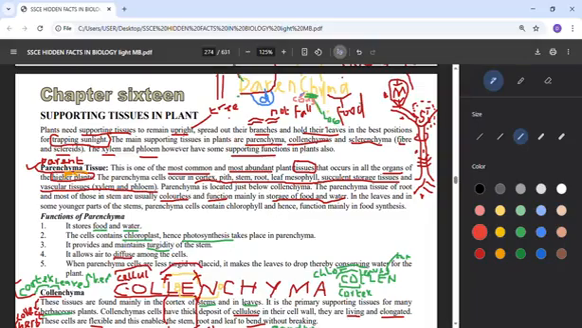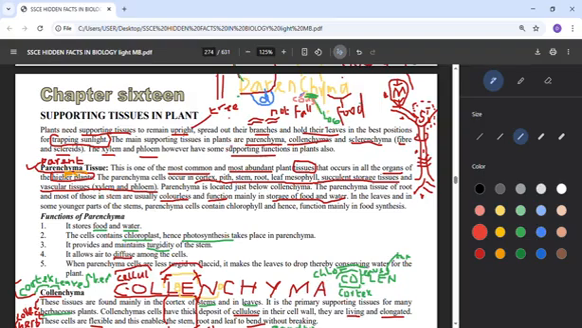In this lesson, we'll be looking at the topic supporting tissues in plants. Plants need supporting tissues to remain upright. When you see a tree standing, it is supporting tissue that is holding it. When you see their branches spread out, it is the supporting tissue holding them. The leaves that are attached to the branches is the work of supporting tissues. And why? So that they can trap sunlight.